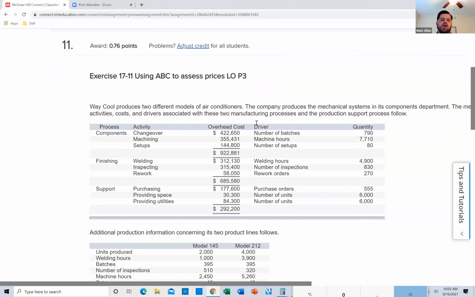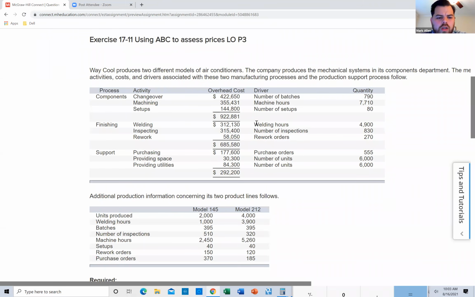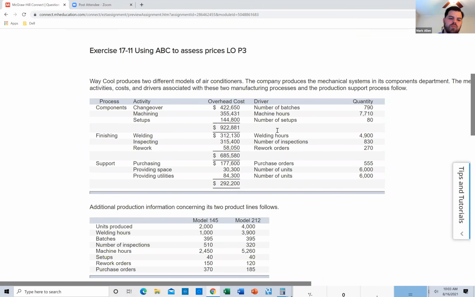Now, for our next problem, we're going to be using activity-based costing to assess prices. This one is going to look like it's a lot of work, and it's going to look really overwhelming when I scroll down a little bit. But don't let it, right? We're going to walk through it one step at a time. I think you'll see that it's really not anywhere near as bad or as difficult as it might first look, because we do have a pretty good structure in this case.